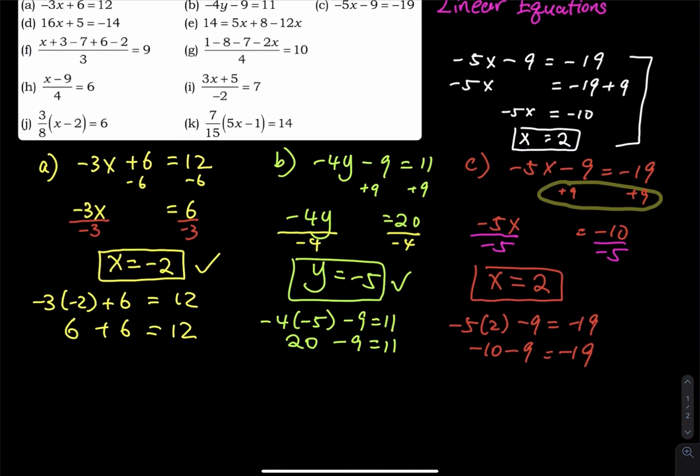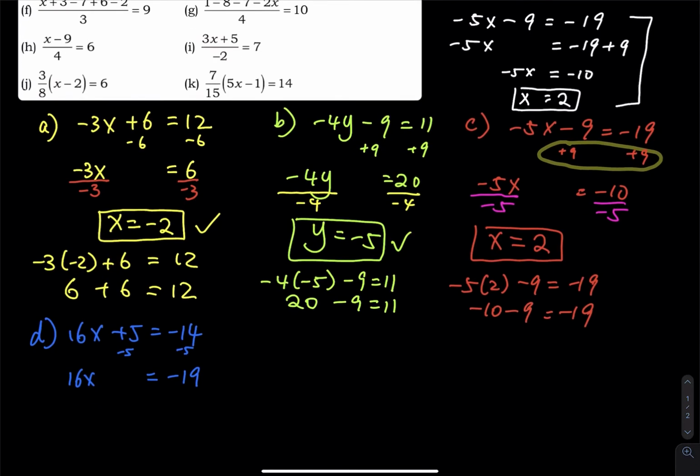D, we have 16x plus 5 equals negative 14. First, I subtract 5 on both sides. So 16x is equal to negative 14 minus 5, which is negative 19. And then we divide both sides by 16, right? So 16 divided by 16 is 1. So we have negative 19 divided by 16, and that is your final answer.